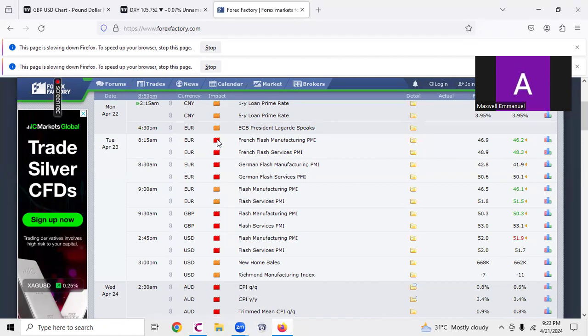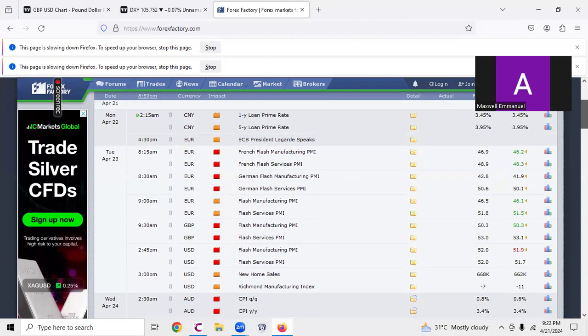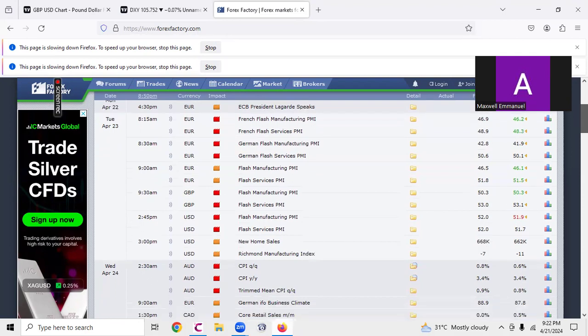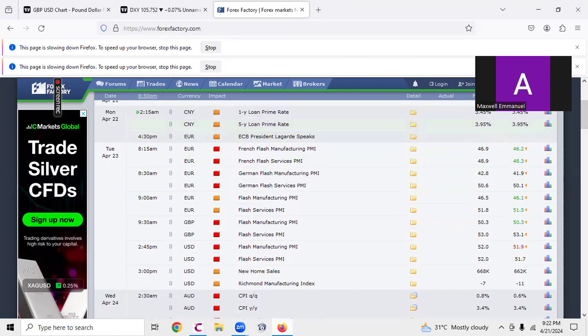Okay, then on Tuesday, you see we have several major news that will be released for Euro between 8:15 and 9 a.m. For those of you who are considering trading Euro pairs this week, we should expect high volatility on Tuesday. We might not see much volatility on Monday because it's just one medium impact news that will be released. So you might just want to wait for Tuesday before you execute your trades. Okay? If you're trading on Monday, you should be more conservative.